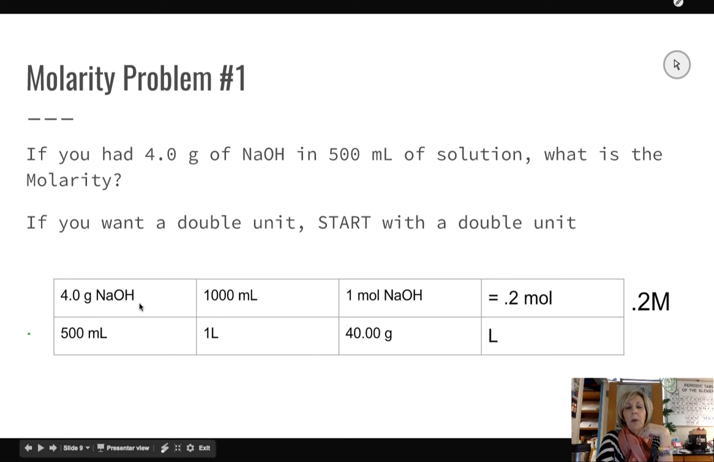And now I'm going to convert my grams of sodium hydroxide into moles of sodium hydroxide. And I got this from the periodic table, right? So the molar mass of sodium hydroxide is 40 grams per mole. And I just flipped it so the grams go on the bottom, so my grams cancel here and here. And then I am left with moles on the top. So I'm left with moles here and liters on the bottom. And so my answer is 0.2 moles per liter, or 0.2 molar. Remember, I only have 1 sig fig here.